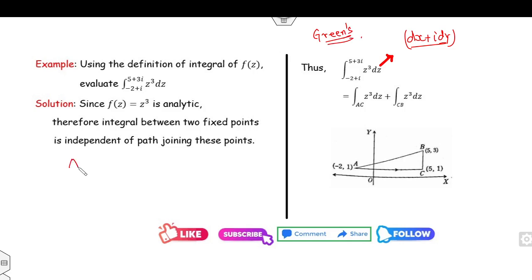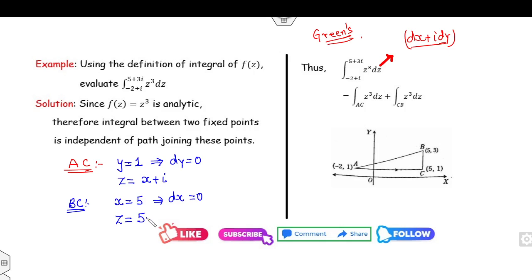Now if you look at the curve AC, can you write the equation of the AC? The equation of the AC will be y equal to 1. When y is equal to 1, dy will be 0. So your z will be x plus iota y. On the curve BC, your equation will be x equal to 5. So that means dx will be 0. So your z will be 5 plus iota y.